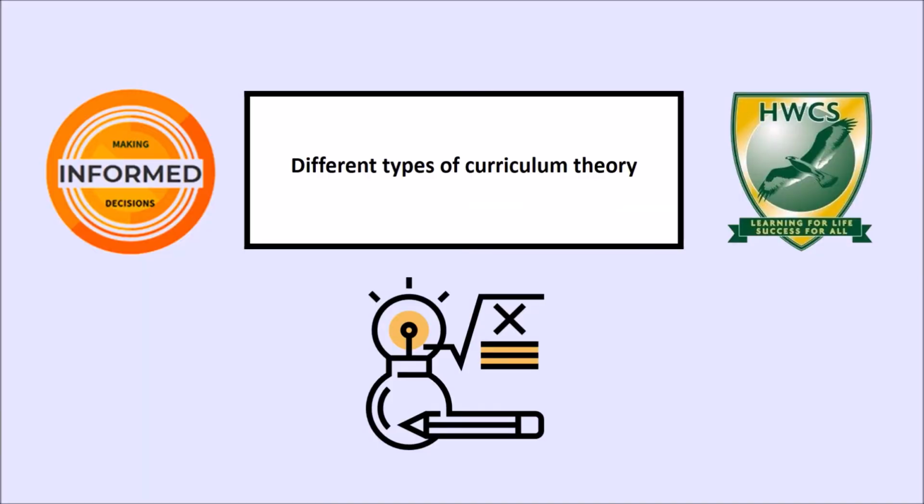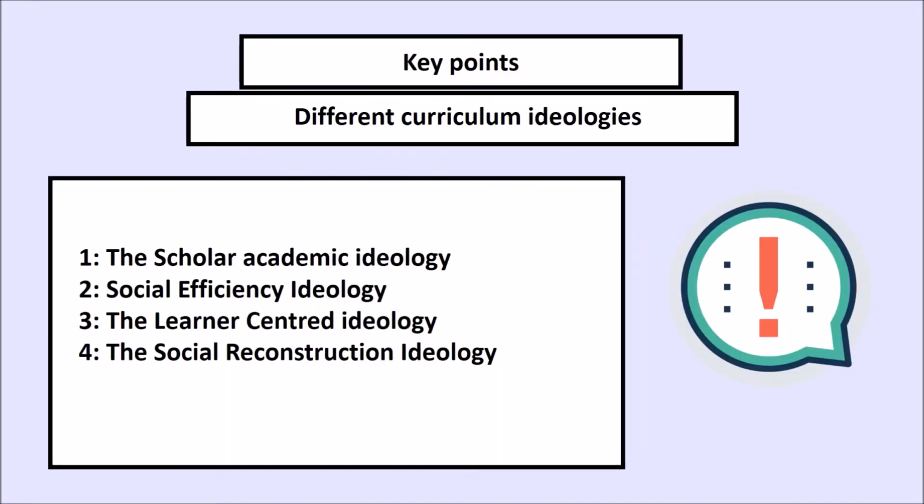Hello and welcome to this quick video on the different types of curriculum theory. What we're going to do in this video is hopefully give you a broad overview of some of the key curriculum ideologies. Just before we get started, this is all based on the work of Michael Stephen Shiro. We're going to start with these four main ideologies. The first is the scholar academic ideology. Then we'll look at the social efficiency ideology, then the learner-centered ideology, and lastly, the social reconstruction ideology.